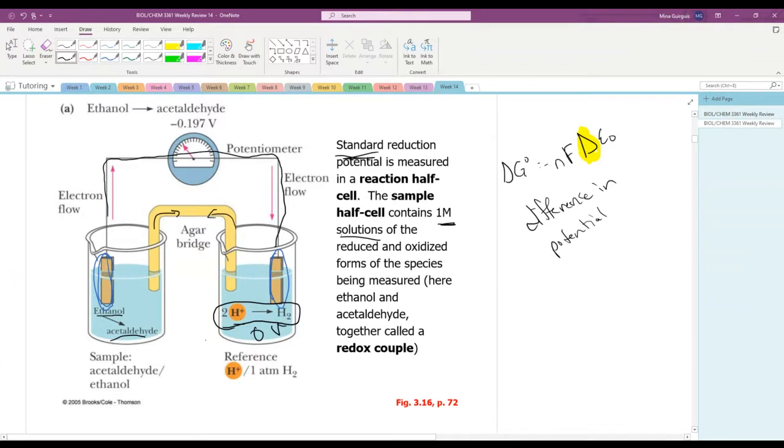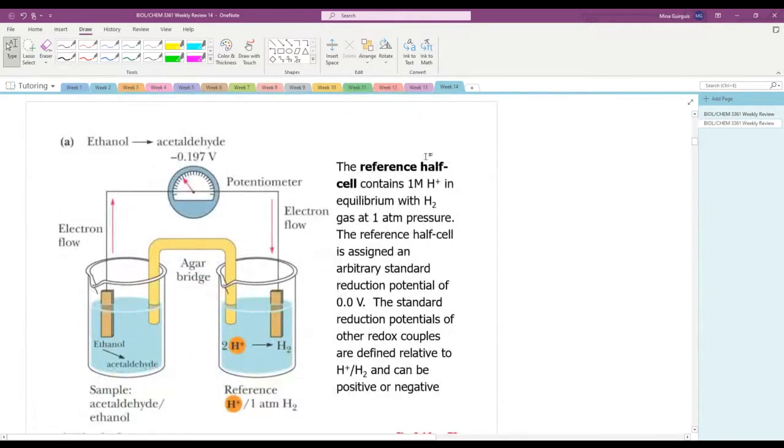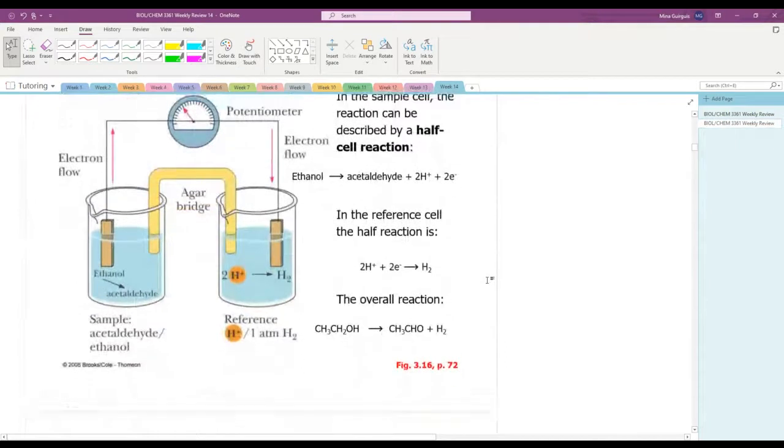And that's why we can do this by setting this equal to 0, and we create the table all the same. If we decided to add 12 to every single value for some reason, we could. If we decided to make this ethanol to acetaldehyde 0, we could. Any of that is fine. All right, so the reference half cell is exactly what I was saying. It's assigned arbitrarily as 0 for convenience.